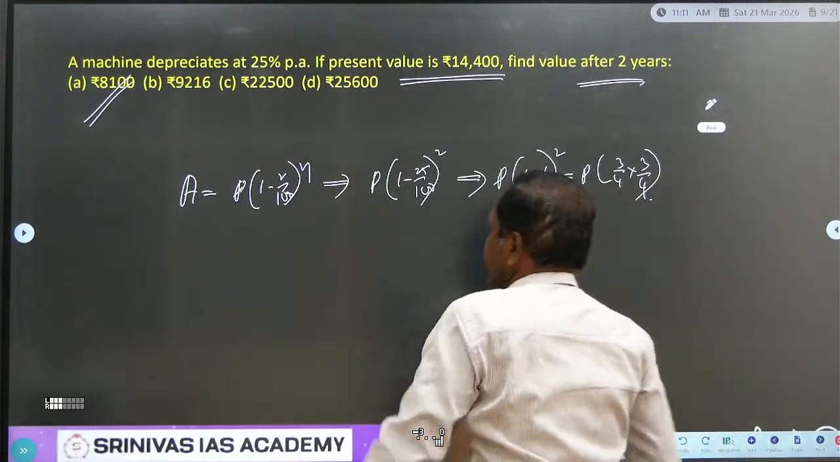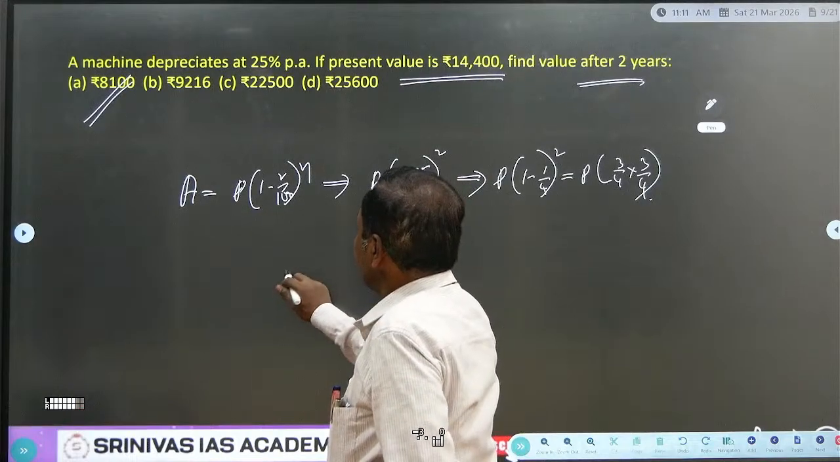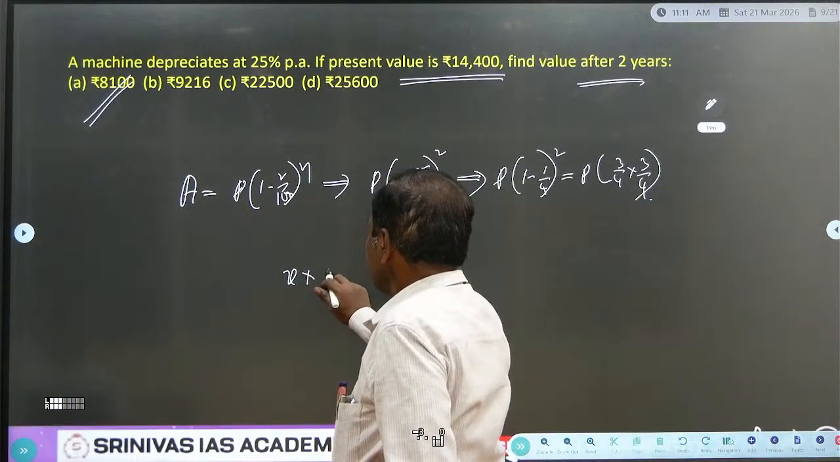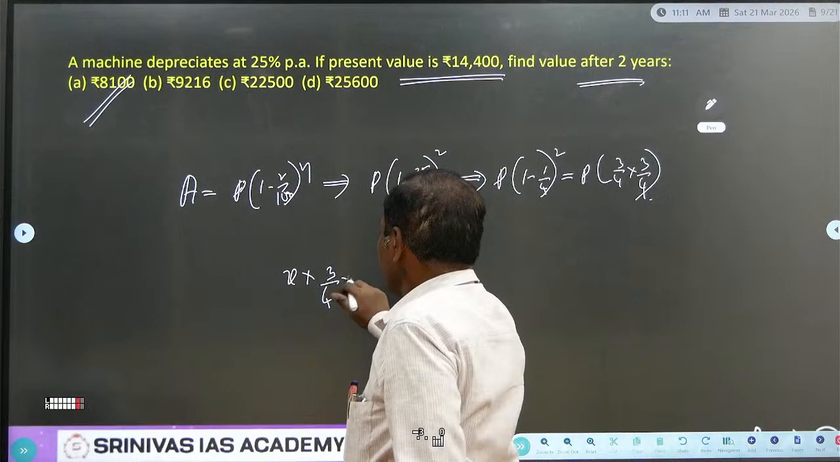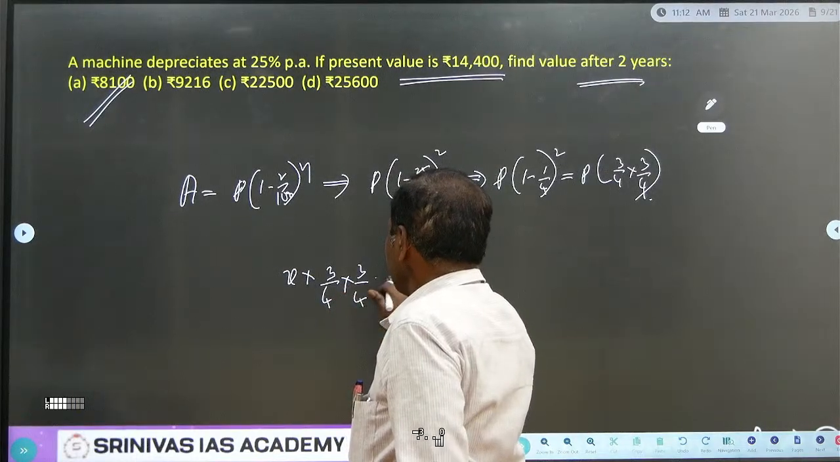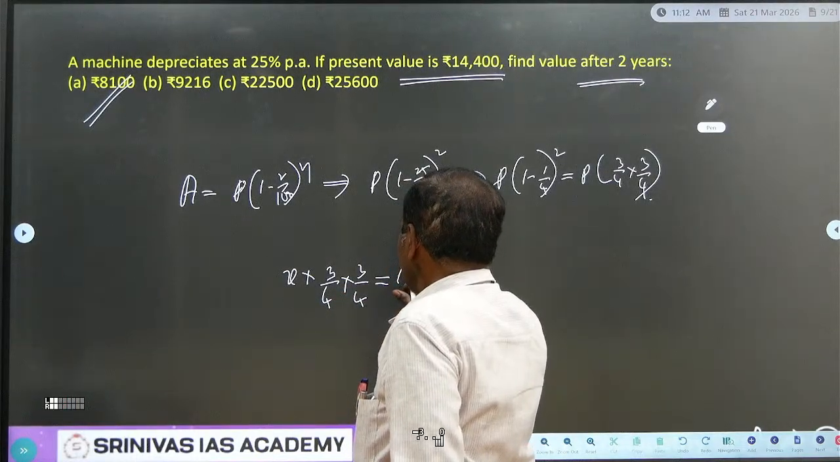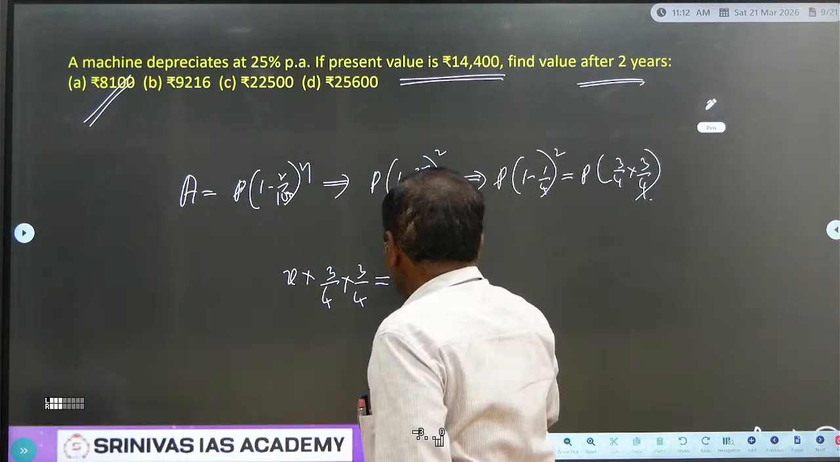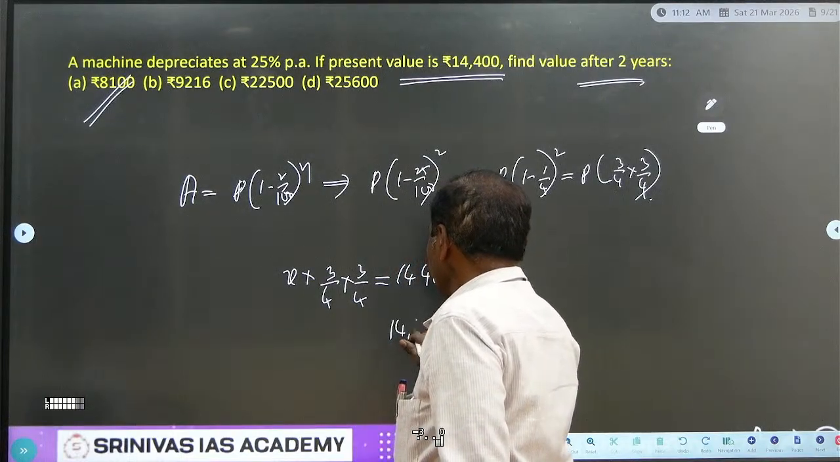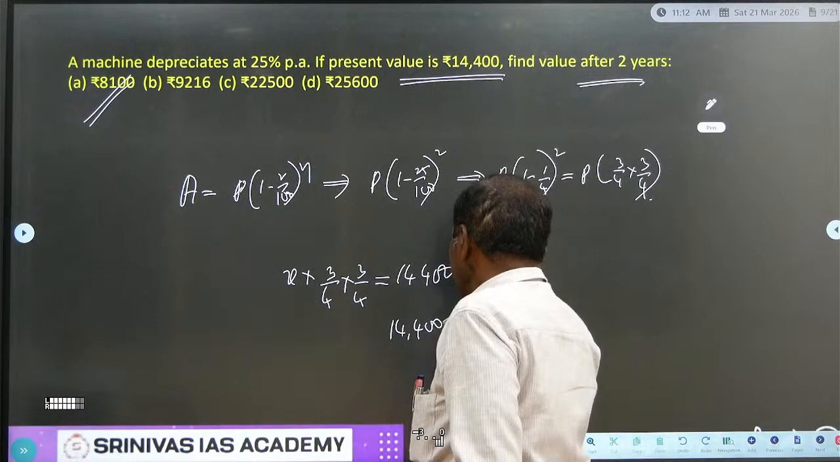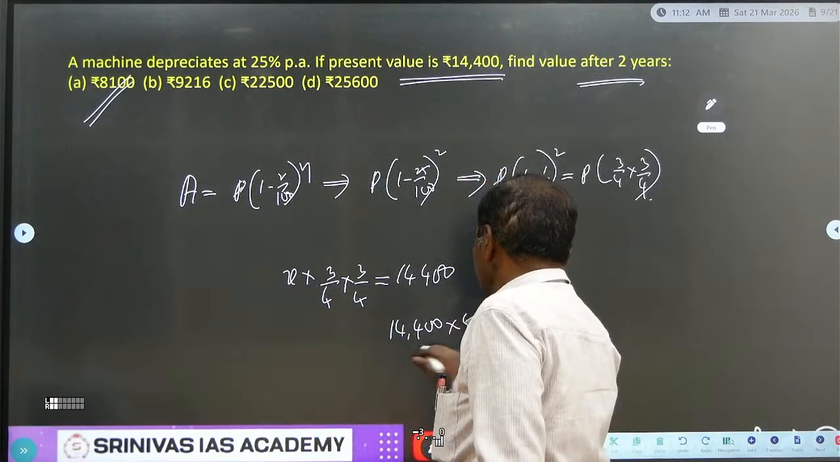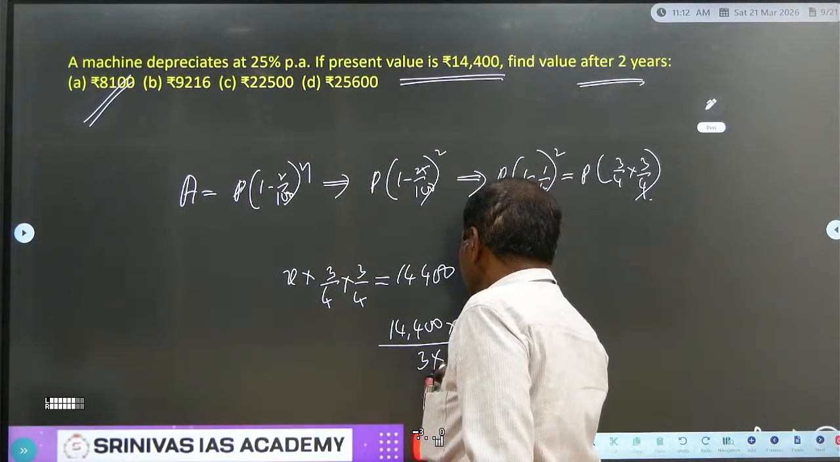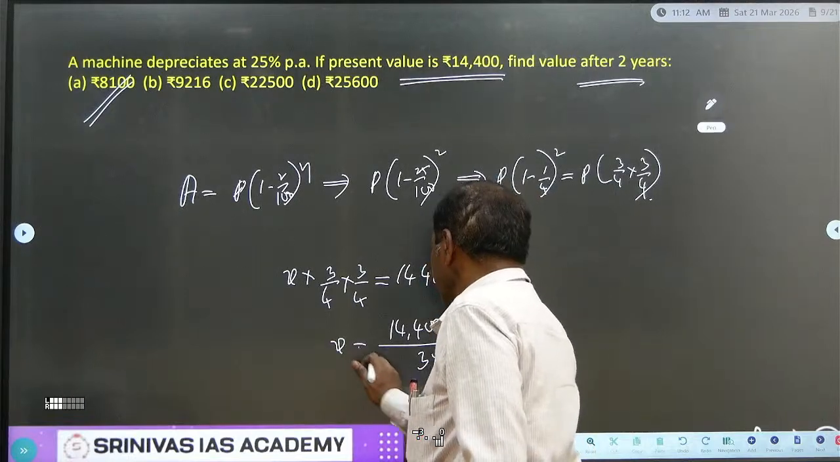Okay, write like this only. What we have written here: x into 3/4 into 3/4 into 3/4 equals 14,400. Okay, what is the next step? 14,400 into 4 into 4 by 9, 3 into 3. So you get the x value.